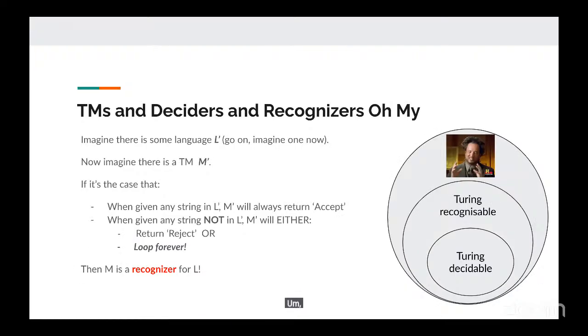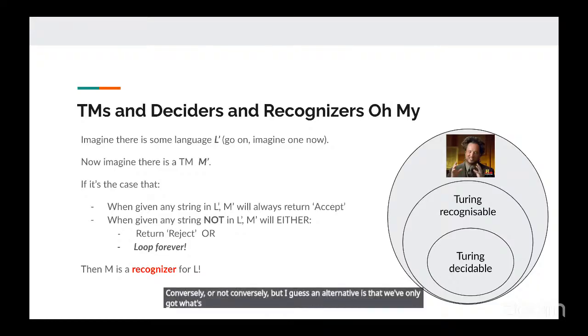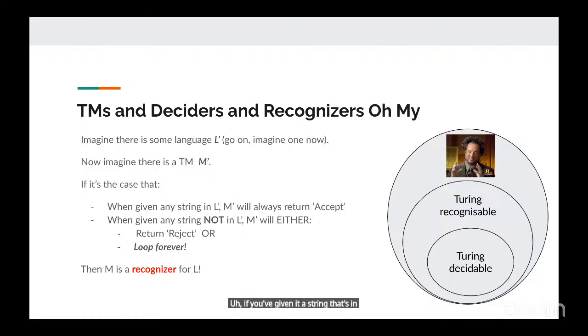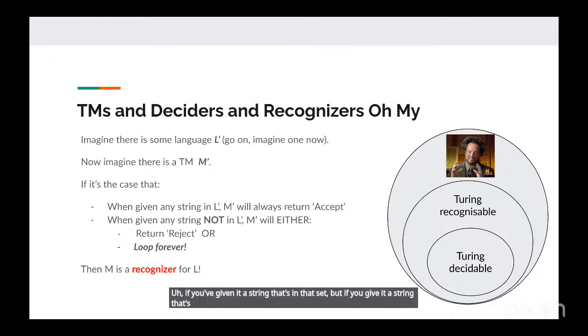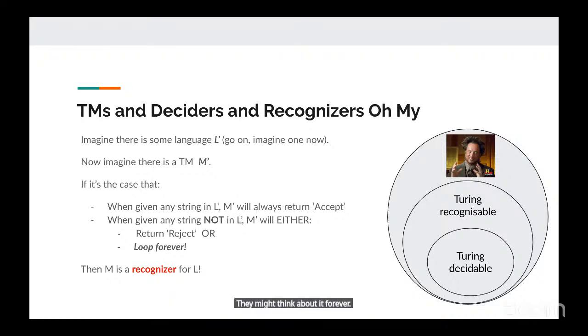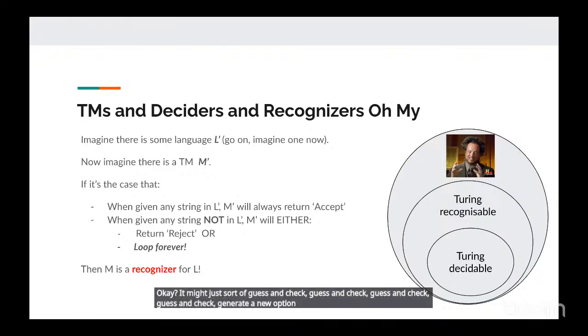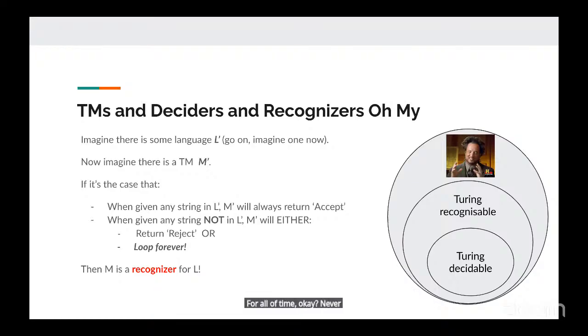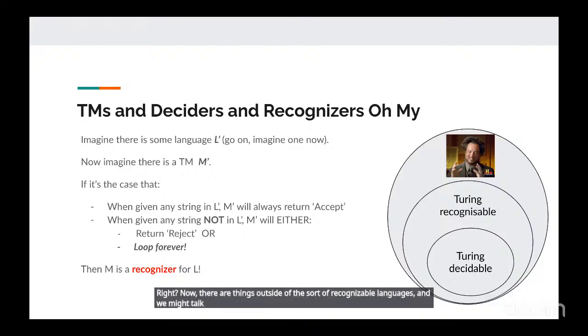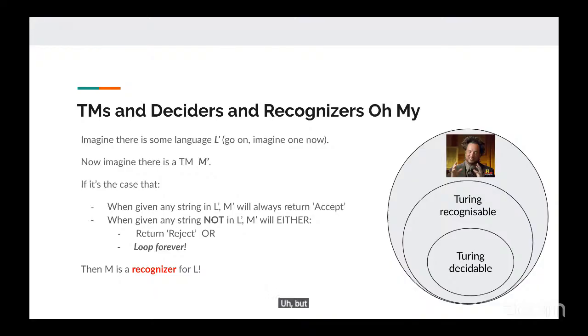So an alternative is that we've only got what's called a recognizer. A recognizer is a machine which will always say yes if you've given it a string that's in that set. But if you give it a string that's not in that set, it might think about it forever. Okay, it might just guess and check, guess and check, generate a new option, check, generate a new option, check, for all of time. Never actually finishes. In that case, M is what we call a recognizer. Right? Now, there are things outside of the Turing recognizable languages. We might talk about that at the end if we get some time. But for now, we're talking about those two language classes.